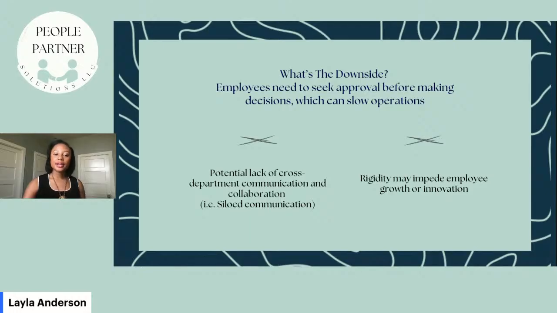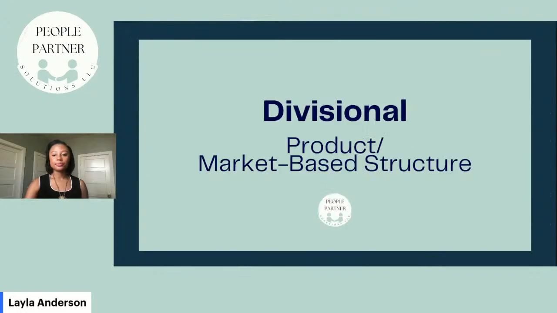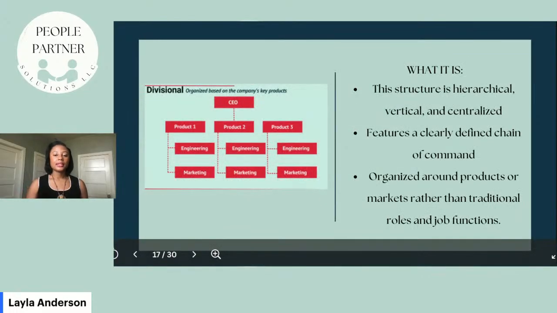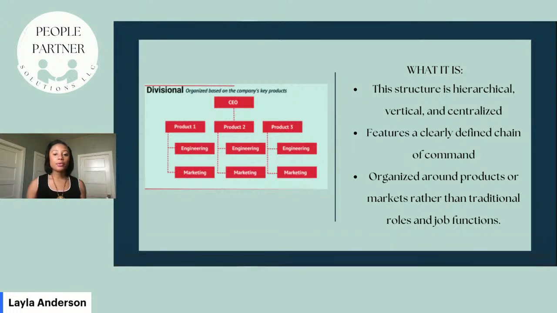So let's move on to the next structure, which is divisional. The divisional structure is the product or market based structure. This structure is also hierarchical, vertical, and it's centralized. It features a clearly defined chain of command, but it's organized around the products or markets rather than the traditional job roles or functions.